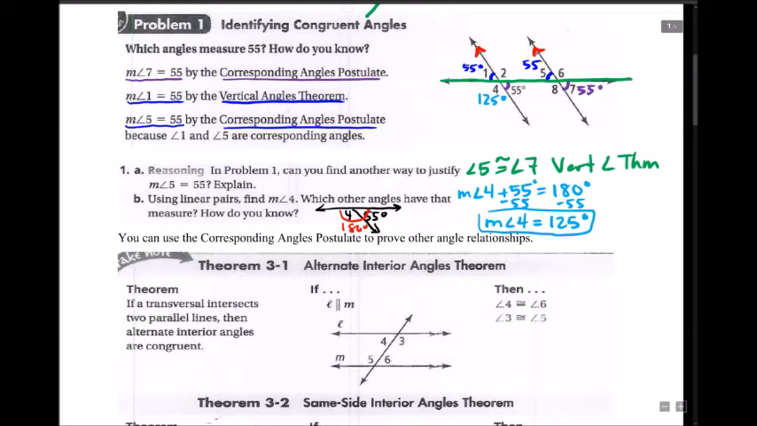And part B, using linear pairs, find the measure of angle 4. Okay, so I just kind of redrew my little angle 4 and my 55 degrees, or angle 3 that isn't labeled angle 3, and that's a linear pair. So I know that the measure of angle 4 plus 55 degrees equals 180 degrees, so the measure of angle 4 is 125 degrees. Are there any other angles up here that measure 125 degrees?